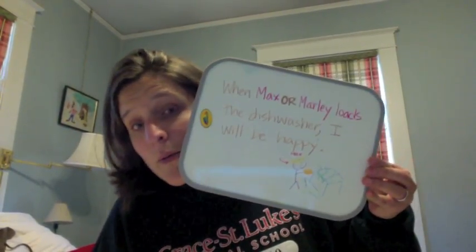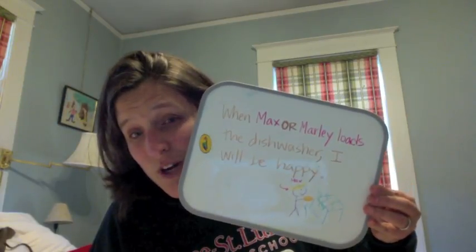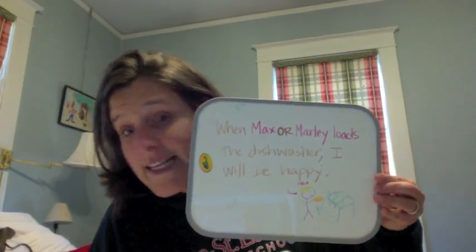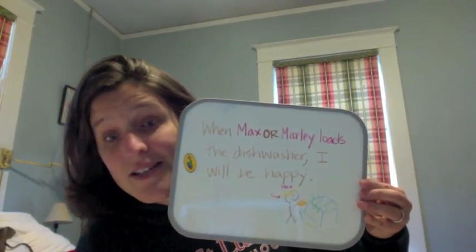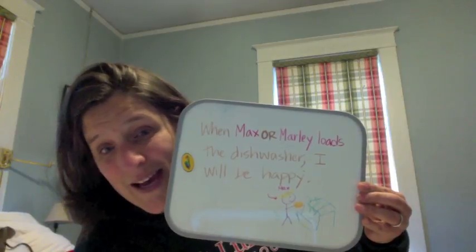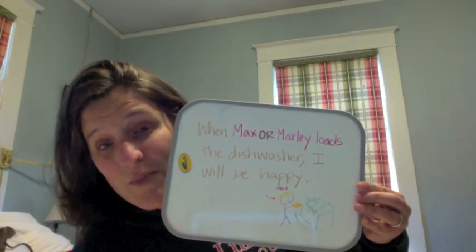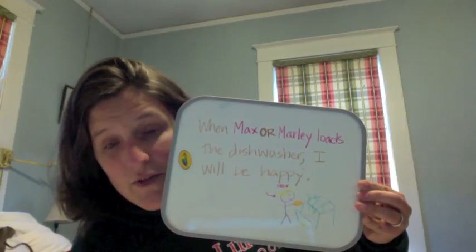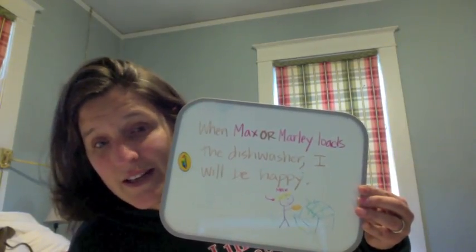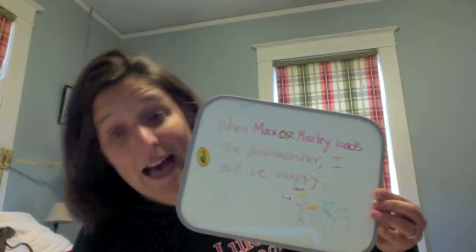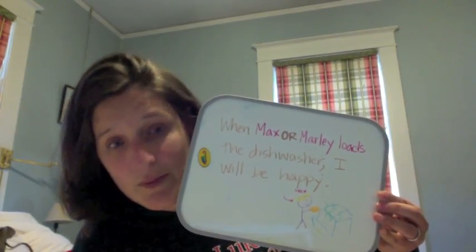But when you have two subjects that are joined by or or nor, that's actually singular because you're choosing one or the other. My example is this. When Max or Marley loads the dishwasher, I will be happy. See, I don't care who does it, just as long as one person does it. So in this case, it's Max. Notice that when it's one person or the other one doing it, you're going to have something singular. And that's why loads is singular. When Max loads it or Marley loads it, I will be happy. Either way, just as long as one person does it.